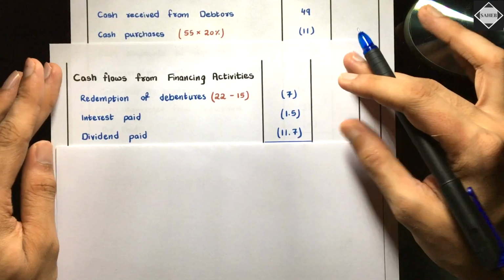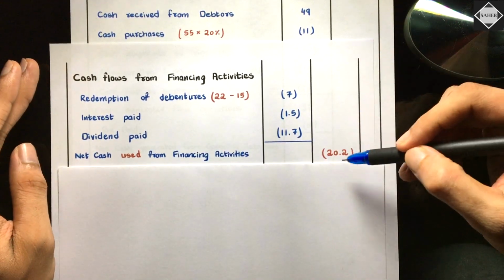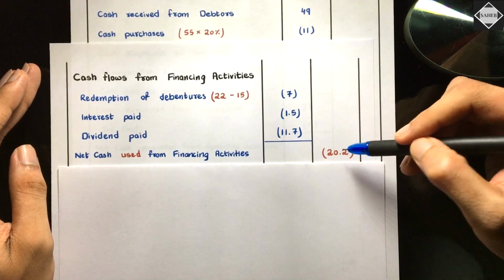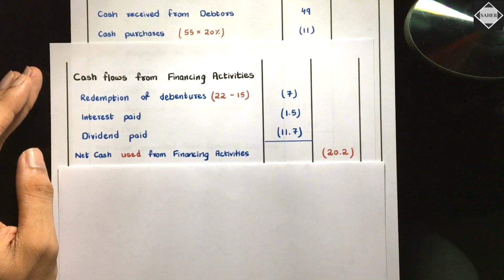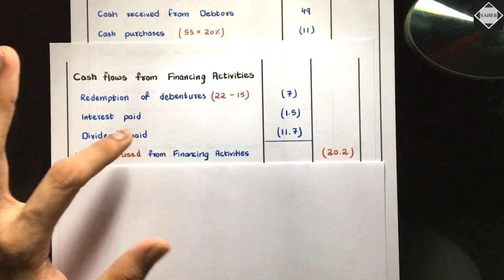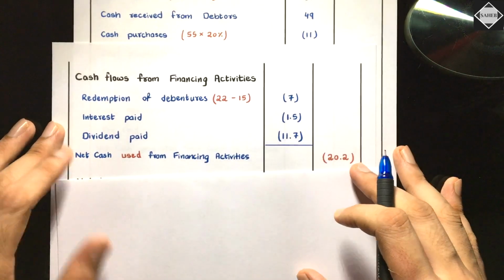So minus 7 minus 1.5 minus 11.7, that's equal to minus 20.2. Negative, right? Negative means this much cash has been used in the current year because of financing activities. Net cash used in financing activities. It will be net cash used in, not from. I will correct that in the PDF. All right. So that's the thing.